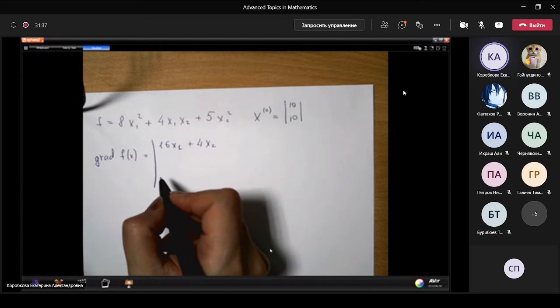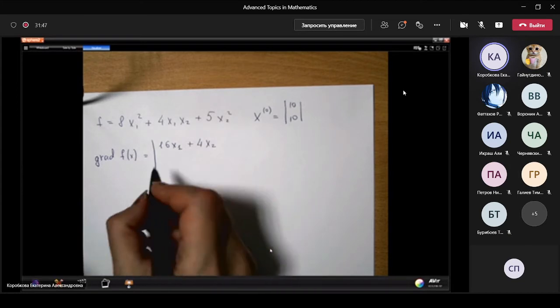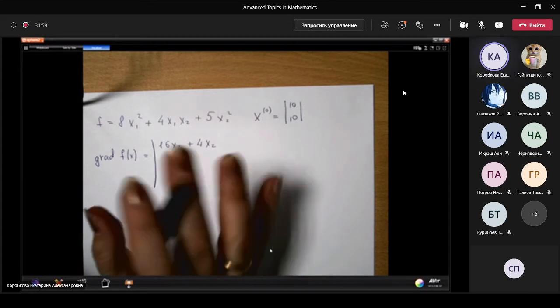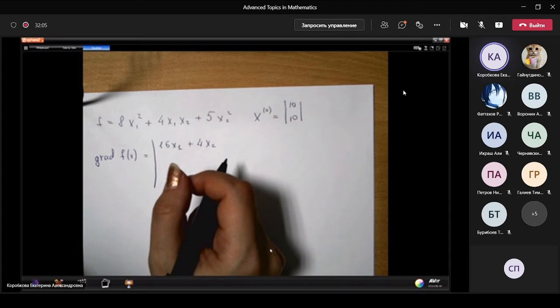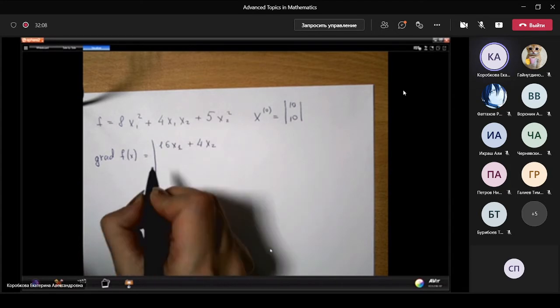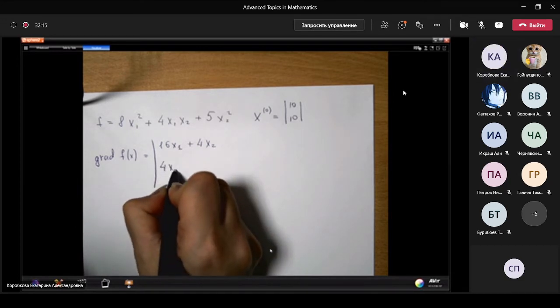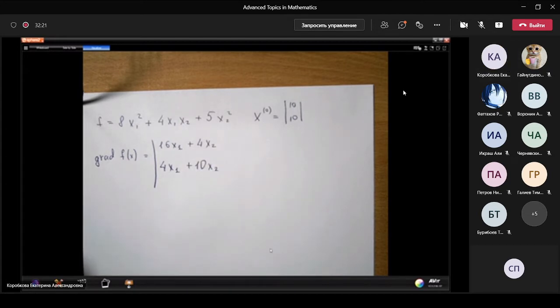I ask you to be quite careful and attentive, because it was a really difficult day for me, and I can make some mistakes. I do not want them to influence your work. So if you have some hesitations about my result, please ask me at the moment. And so along to the second coordinate. It would be this one.